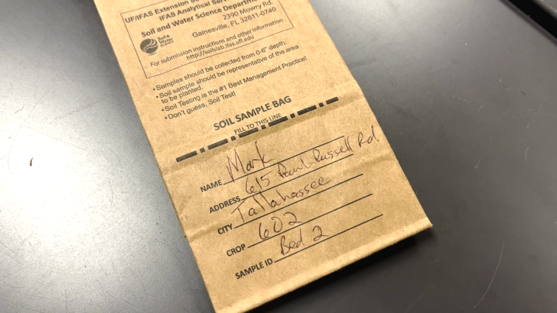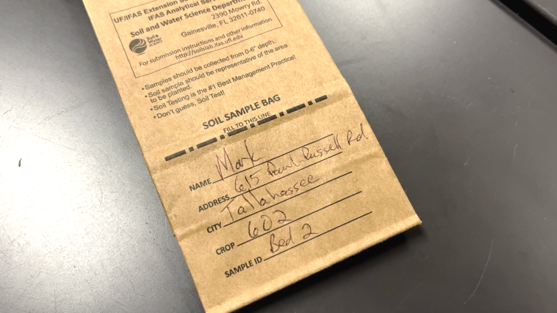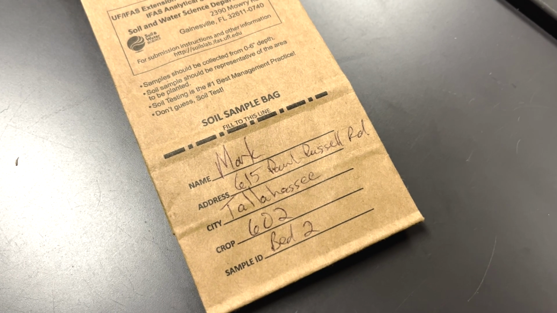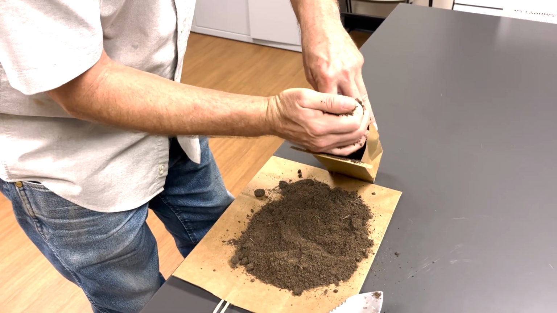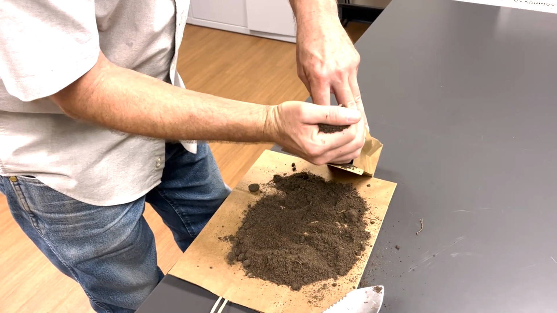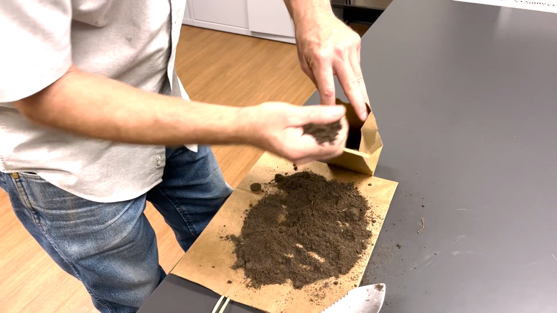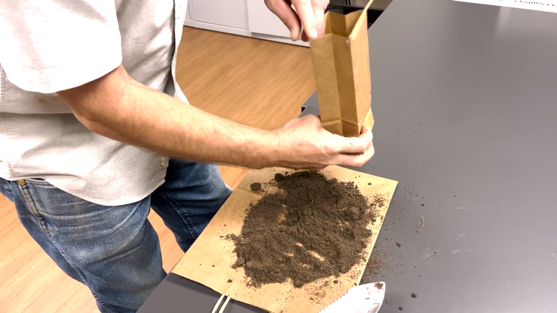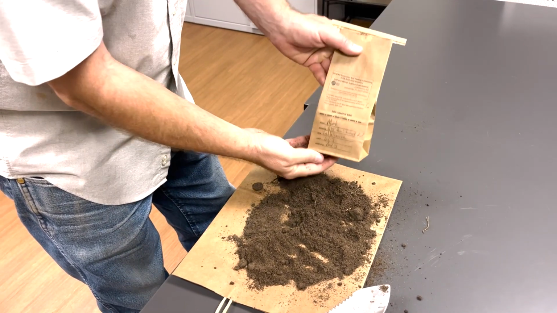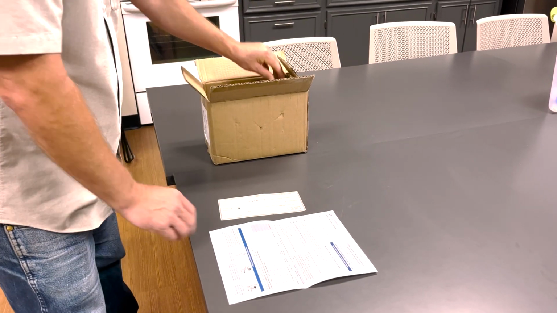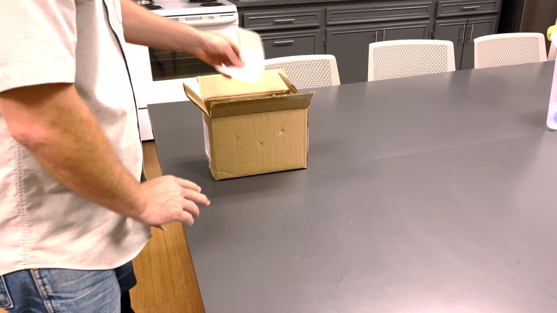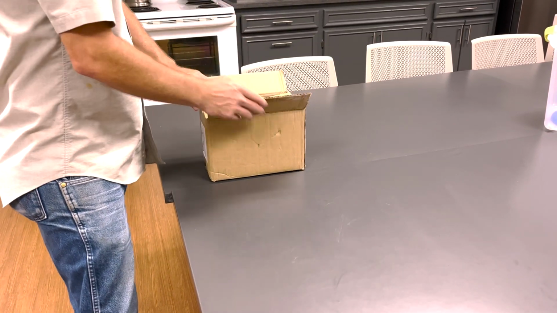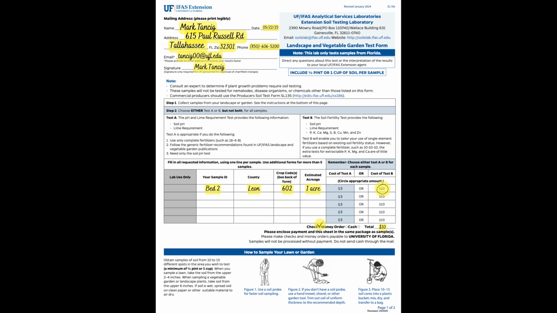Make sure to label each area on both the bag and the form, especially if you are collecting from separate areas of interest and sending in multiple sample bags. Once the samples have dried, fill the soil sample bag given to you by your extension office until the designated fill line. Make sure the information on your bag matches the information on your form.